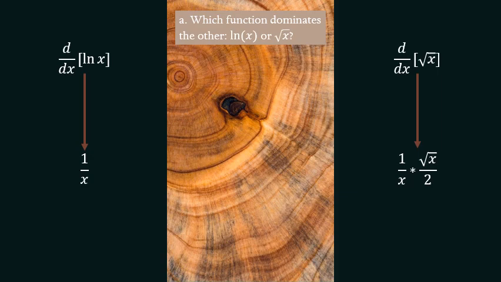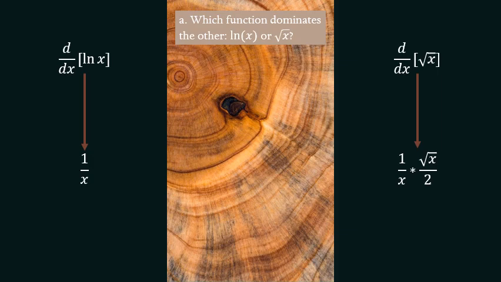All right, so can it be less than 1? Well, in this case, it can only be less than 1 when the square root of x is less than 2. But we're talking about what happens when we take x up to infinity. So no, the multiplier is never going to be less than 1. So what does that mean? Well, as x approaches infinity, the derivative of the square root of x is going to be infinitely greater than the derivative of log of x.